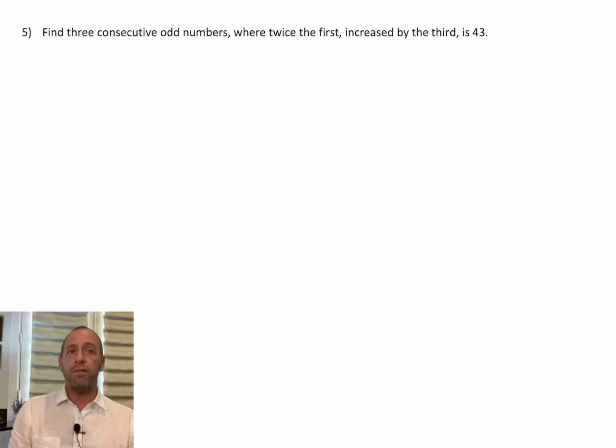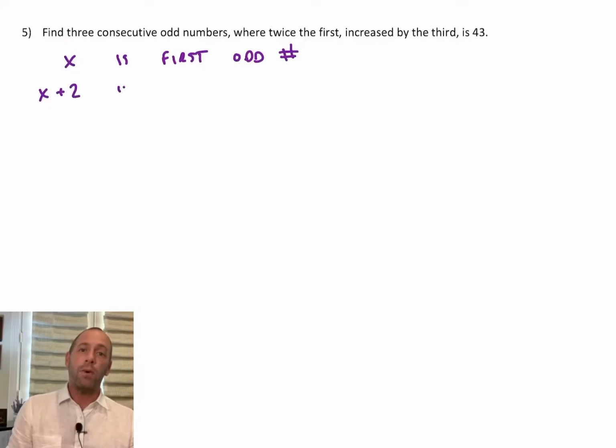So number 5, it says find 3 consecutive odd numbers where twice the first increased by the third is 43. Well, here's some examples of 3 consecutive odd numbers. You'll notice that odd numbers are separated by 2. But we don't know the first odd number. If we can figure out the first odd number, we can get the other ones by adding 2, or 4. So x is the first odd number. X plus 2 is your second odd number.